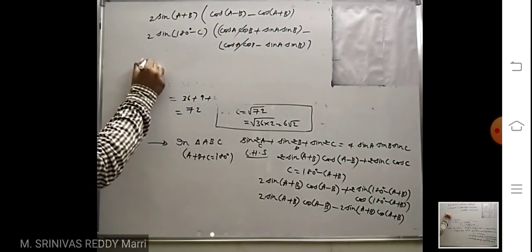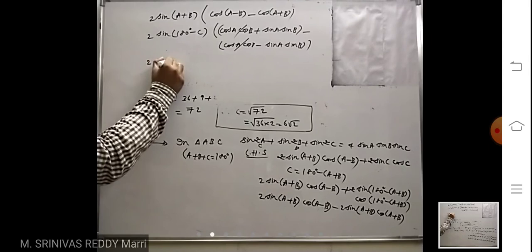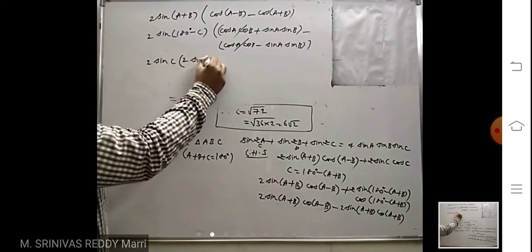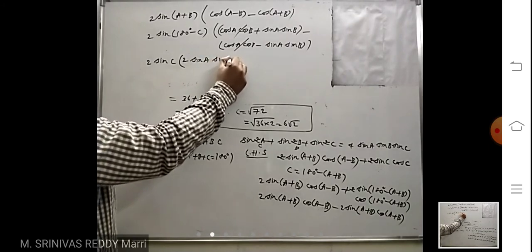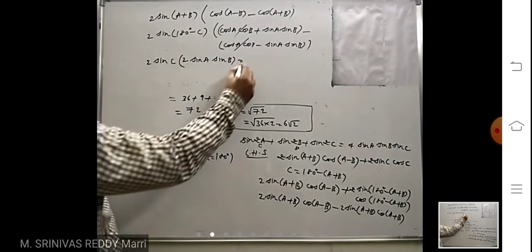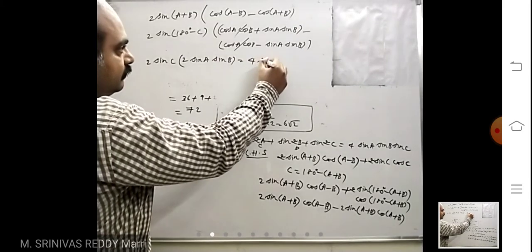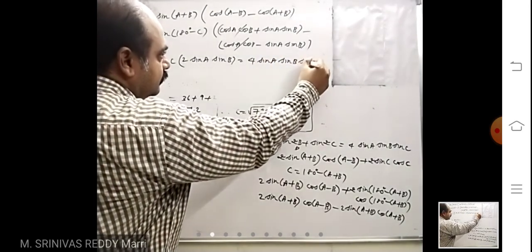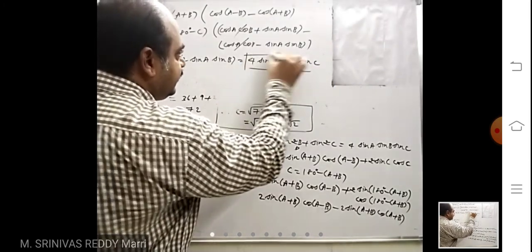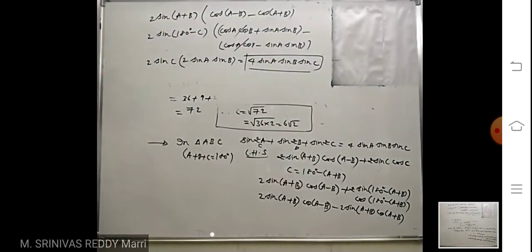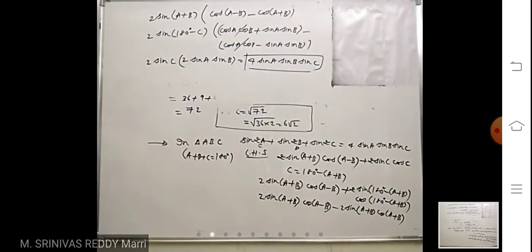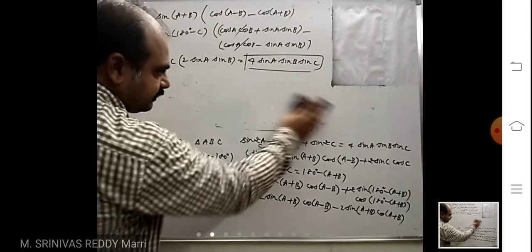So this is nothing but 2 sin C into 2 sin A sin B. 2 into 2 is 4, so 4 sin A sin B sin C. This is the identity. Whenever you get sin 2A plus sin 2B plus sin 2C, replace that with 4 sin A sin B sin C. This formula you must remember.